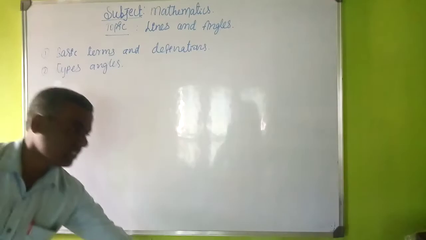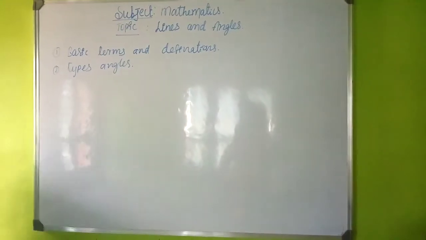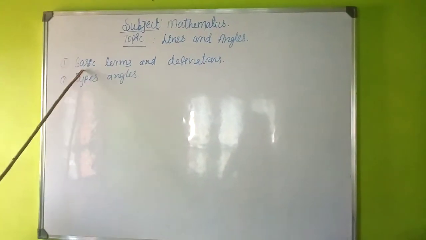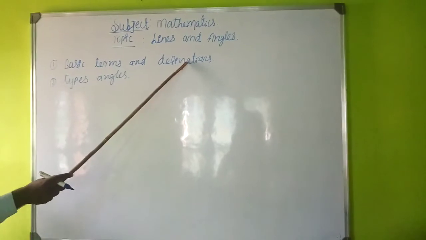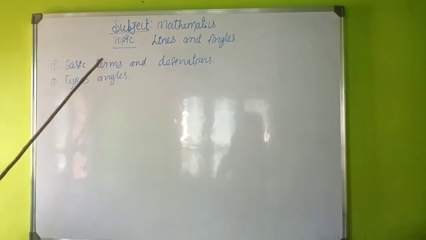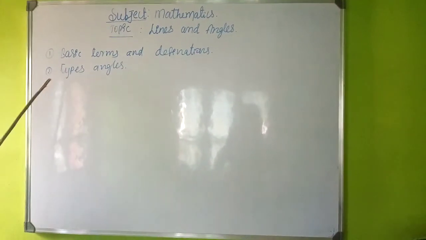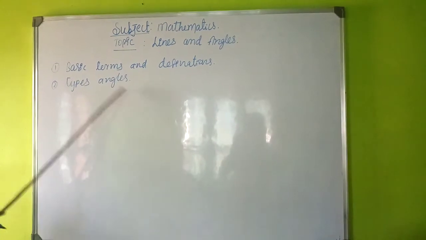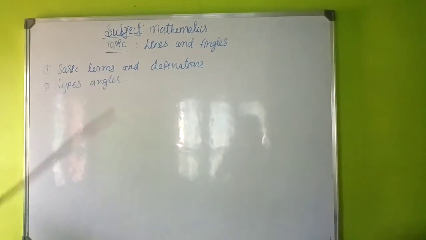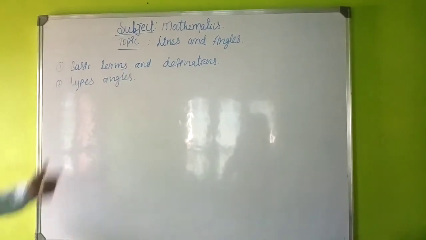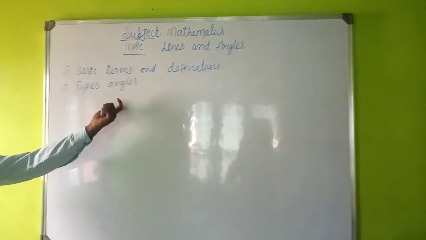Okay students, so in this class basically we are going to learn about basic terms and its definitions. Based on these definitions, we are going to learn about types of angles. It means basic angles, how basic angles should be formed in geometry.